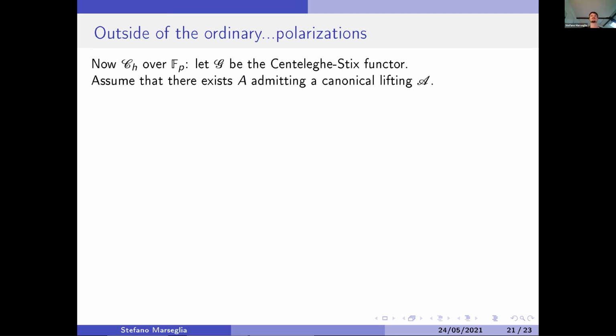So now we want to use the Centeleghe-Stix functor. So again, we move back to F_p. Let's assume that A is an abelian variety admitting a canonical lifting to characteristic zero, script A. So we have the Hom set of the abelian variety from A to its dual. The polarizations are going to live inside the Hom set, right? So it's natural that we look at it. Then we consider the analogous Hom set of the canonical lifting, and we can use complex uniformization to describe this Hom set as a colon ideal between two fractional ideals, I and its dual, I bar transpose. So this is all happening over the complex field. So it's just a torus. So these are the lattices that you look at.